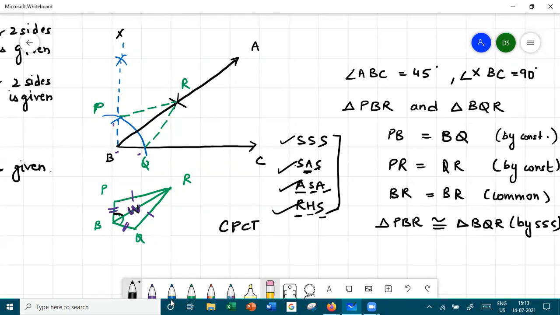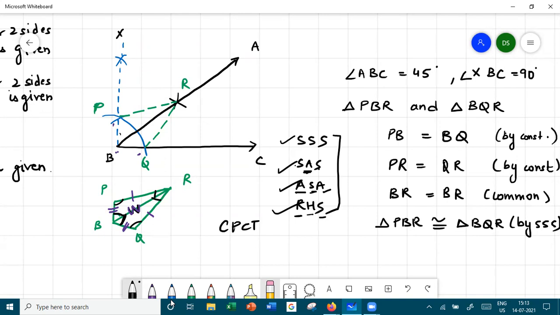These angles will be corresponding parts, these angles. Then these angles will also be equal, right? Sides too, this angle and this angle will also be equal. That's what CPCT means, right? That's the theorem.